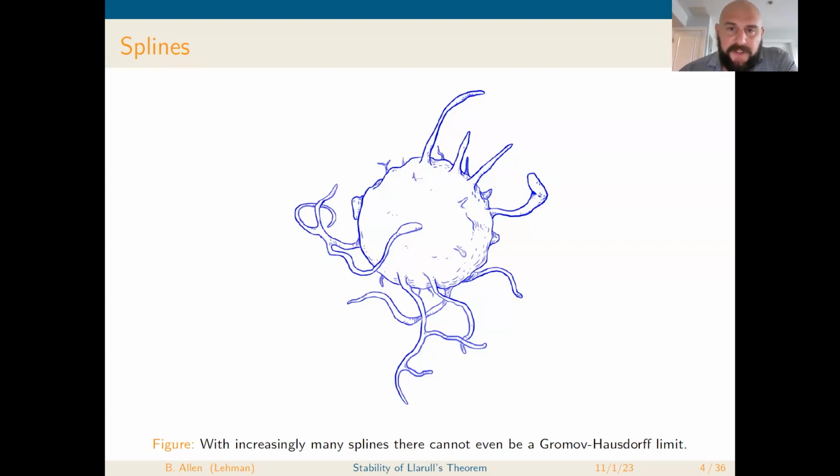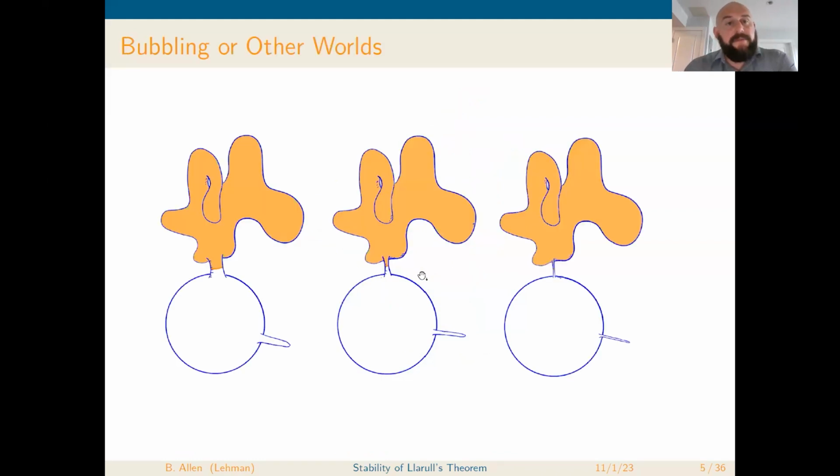So the first issue is that lots of splines can happen. We're going to handle that by the topology that we use on the convergence of a sequence. The other issue that can happen is bubbling, or what we call other worlds forming. The issue here is that you can have these thin necks which satisfy the scalar curvature condition.